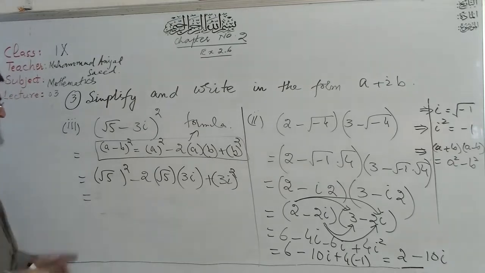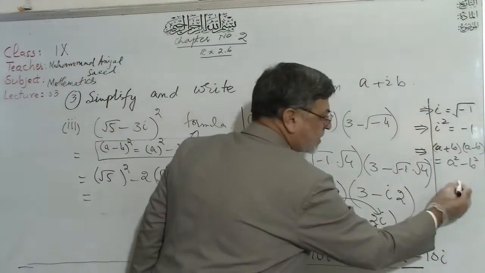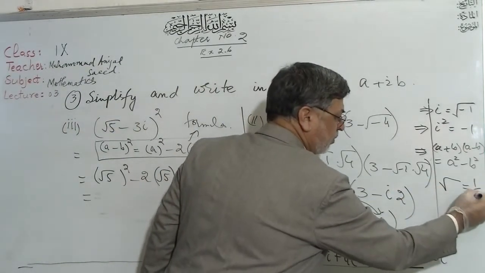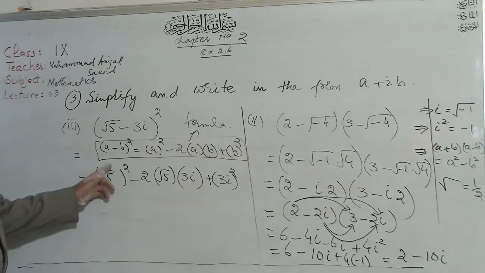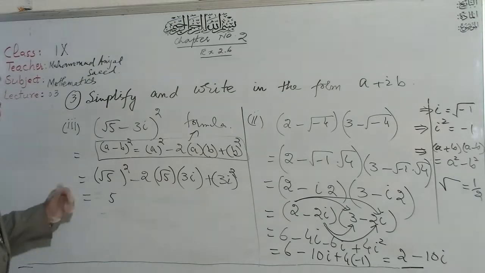Here the 2 and the square root are cancelled out. You know that the numerical value of square root is actually 1 over 2 power. So the 1 over 2 power cancelled with 2. So we are having this 5.